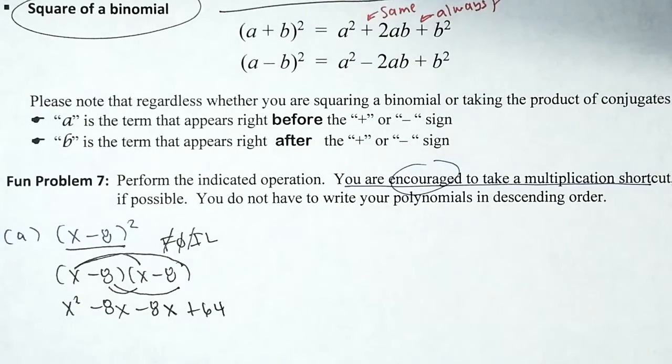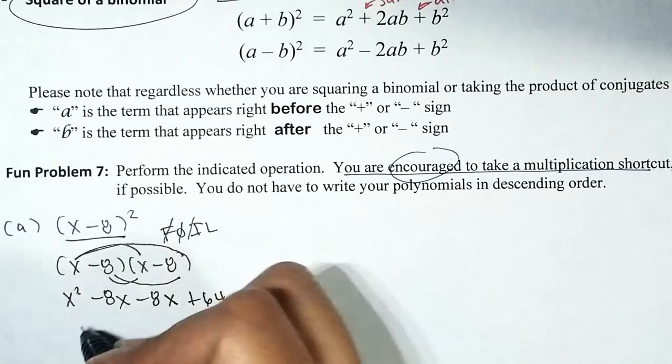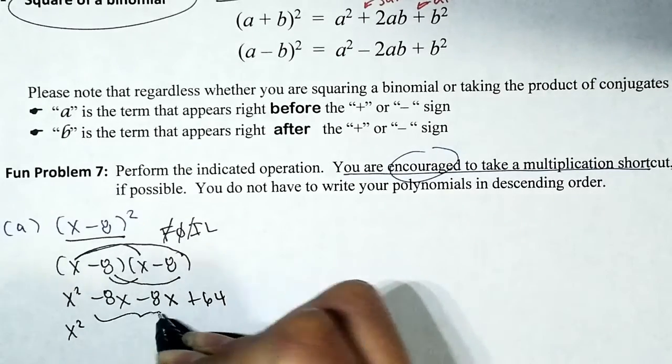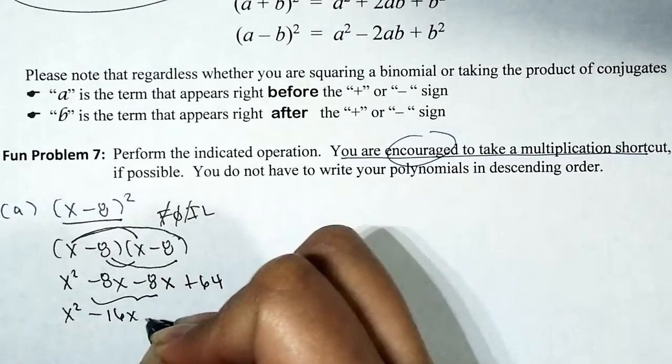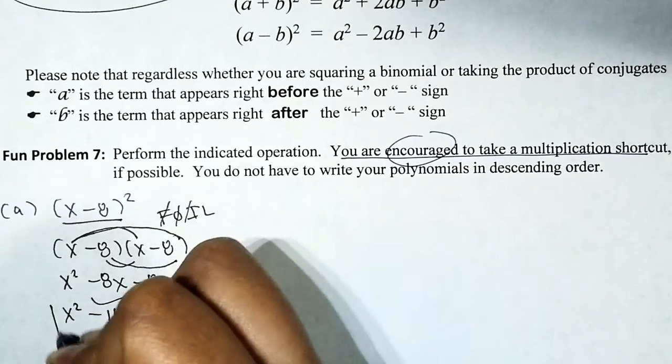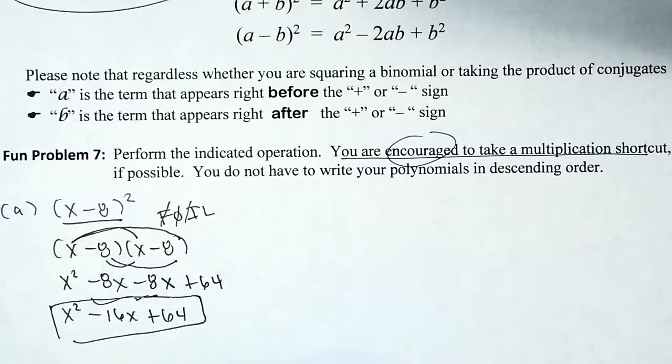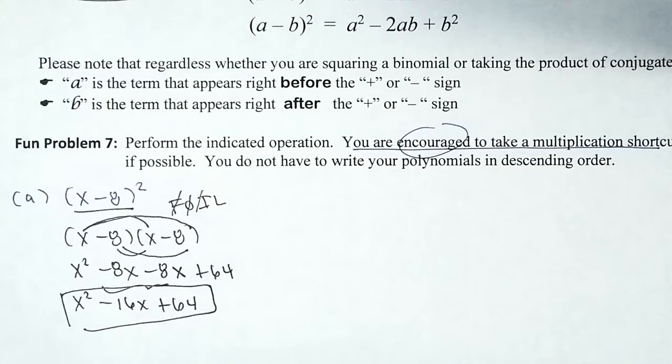Now let's see if we have like terms to combine, and in this case we do. When we combine the like terms, namely the middle terms, that will give us negative 16x, and then we'll bring down the rest of the problem. Fantastic. Okay, let's go ahead and do this problem one more time.